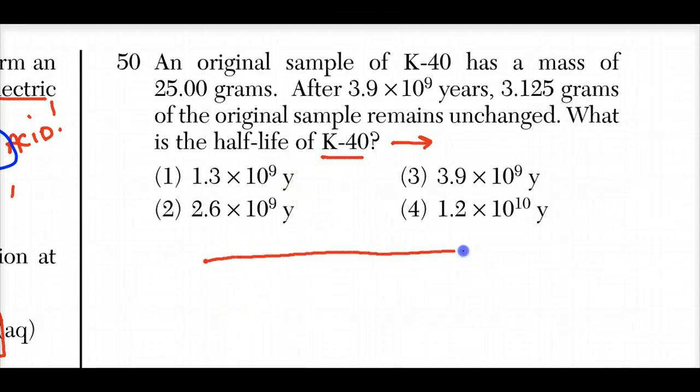Now, I do half-life problems with a zero line. 0 half-lives, 0 time, okay, and 100% of my sample. Now, in this case, the 100% of my sample was 25 grams. Now, what's going to happen? Well, over time, it's going to decay to 3.125 grams. Let's go find how many halvings occur to get the 3.125 grams.